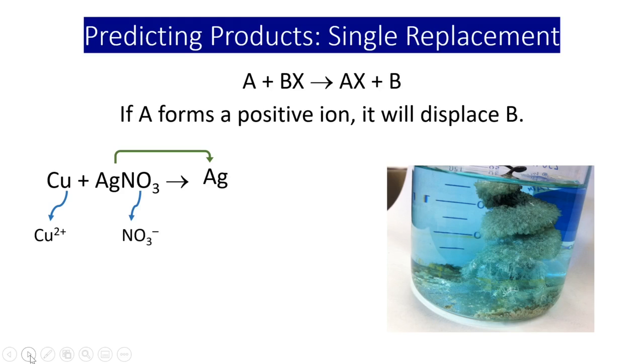Nitrate has a -1 charge, so we need 2 nitrates for each copper, so our other product will be copper 2 nitrate. The picture here is of copper wire that has been put into a solution of silver nitrate. And this reaction has been allowed to go for quite a while. You can see the buildup of silver on the copper, and you can see the blue tinge to the solution. That is due to the copper +2 ions that have been formed in the reaction.